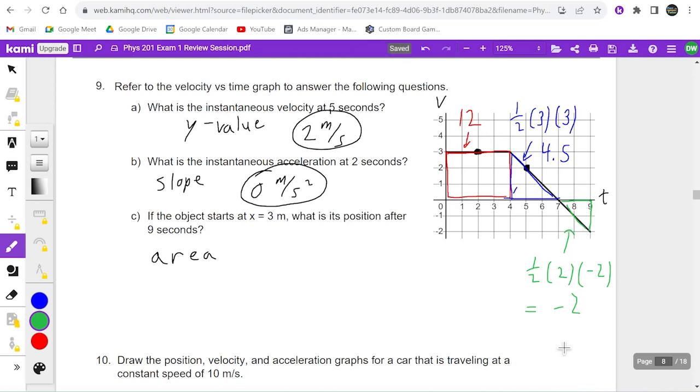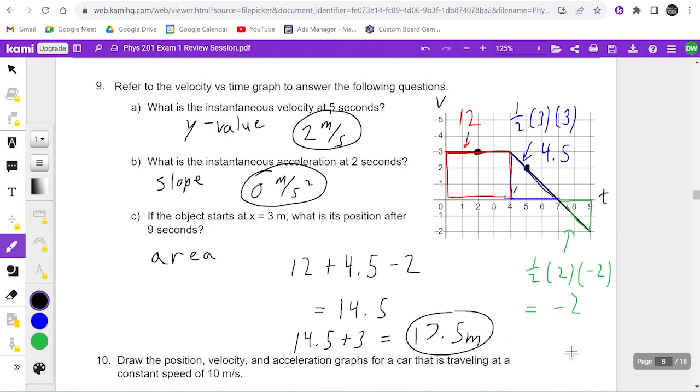And if you want to find the total displacement, you just got to add these numbers together. 12 plus 4.5 minus 2. You'll get 14.5. Remember, that's not the final answer. You got to add 3 to that to get the total position. And that gives us 17.5 meters. There's our final position.